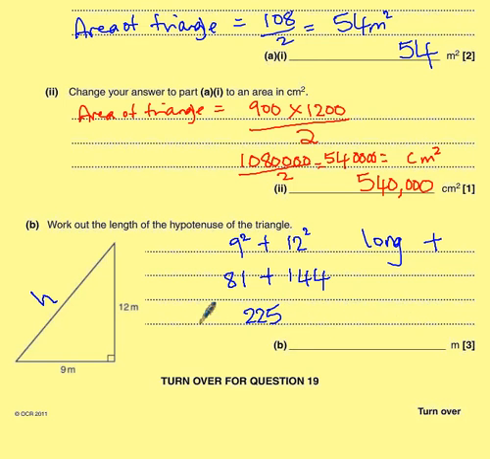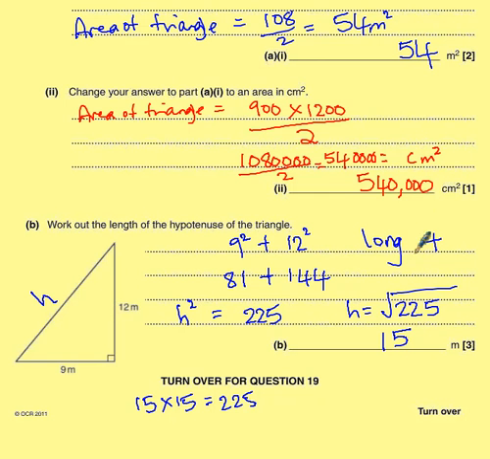So H squared is equal to 225, so H is equal to the square root of 225. Now again, the square root of a number ending in a 5 has to end in a 5 itself. It can't be 5, because 5 times 5 is 25, so 15, because 15 times 15 is equal to 225. So the square root of 225 is 15. The length of the long side is 15 metres.